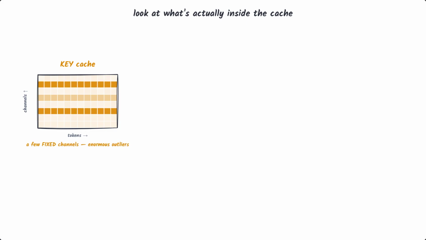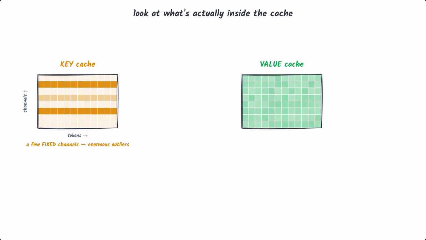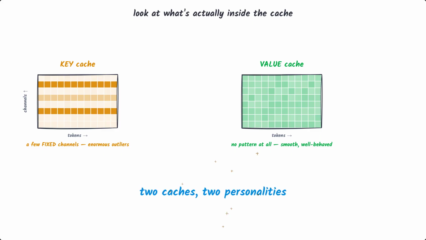The key cache has a few specific channels, always the same ones, with enormous outlier values. The value cache has no such pattern at all. It's smooth. Two caches, two completely different personalities, and that difference is the whole key.